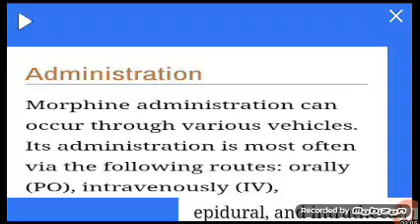Administration. Morphine administration can occur through various ways. Its administration is most often via the following routes: oral, intravenous, epidural, and intrathecal.